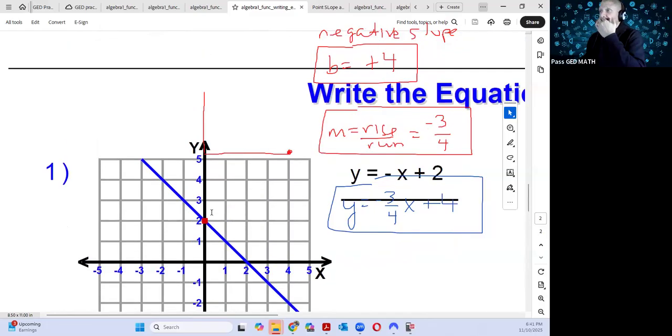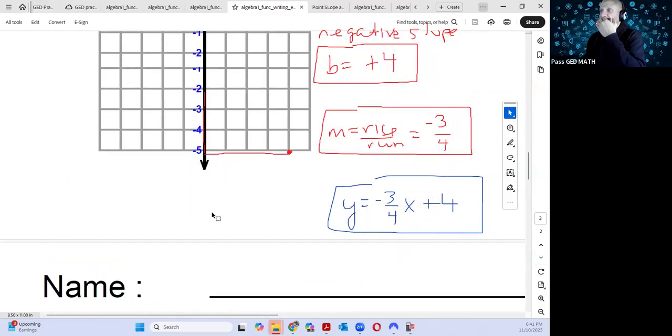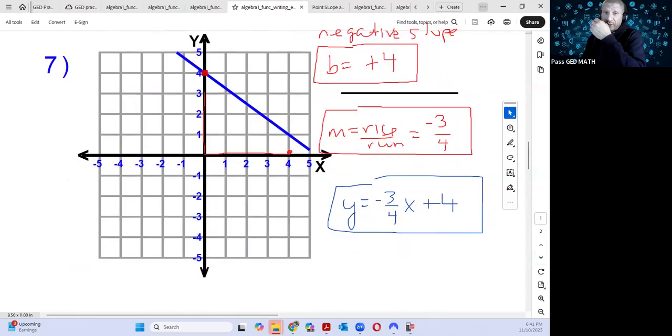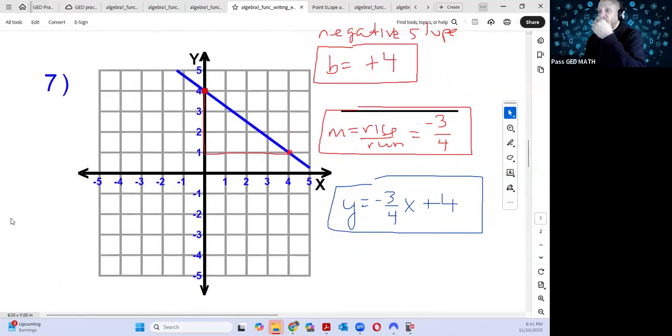Now I did have a question on the email. I do want to get to it. Now it is very similar to linear equations. Okay. Now this is more advanced, but I do want to get to it because somebody specifically asked.